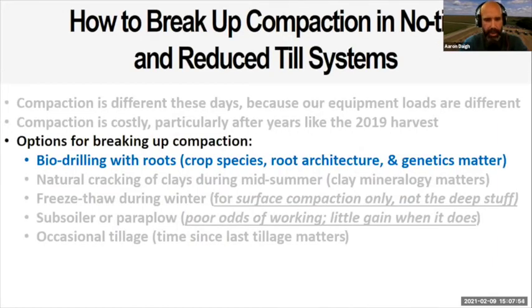So how do you go about breaking up some of this compaction? The first thing I want to talk about is biodrilling with roots. Crop species, root architectures, and genetics even matter here, and we'll talk about that briefly.